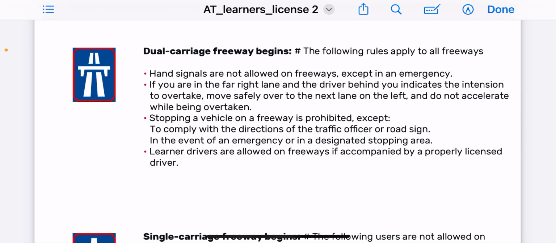In the event of an emergency on or in a designated stopping area, learner drivers are allowed on the freeway if accompanied by a properly licensed driver. So once you get your learner's license, you are allowed to drive on the freeway. That means you can drive from Cape Town to Durban, from Durban to Johannesburg to the Eastern Cape, wherever you want to go. But you must always be accompanied by someone with a driver's license.